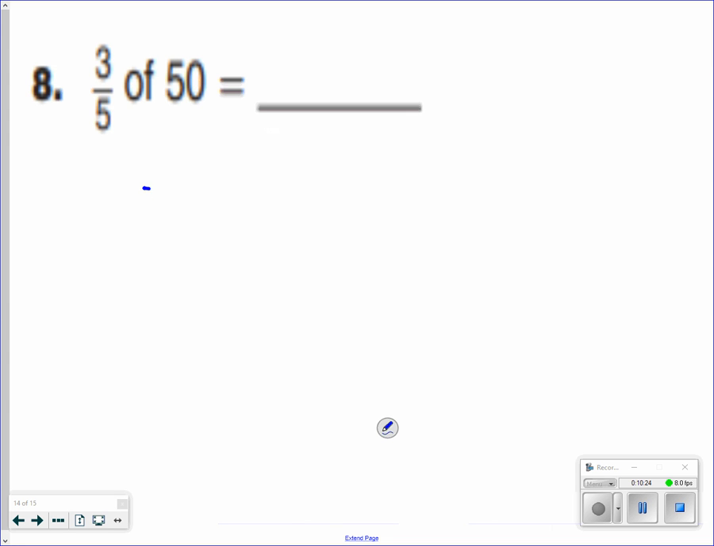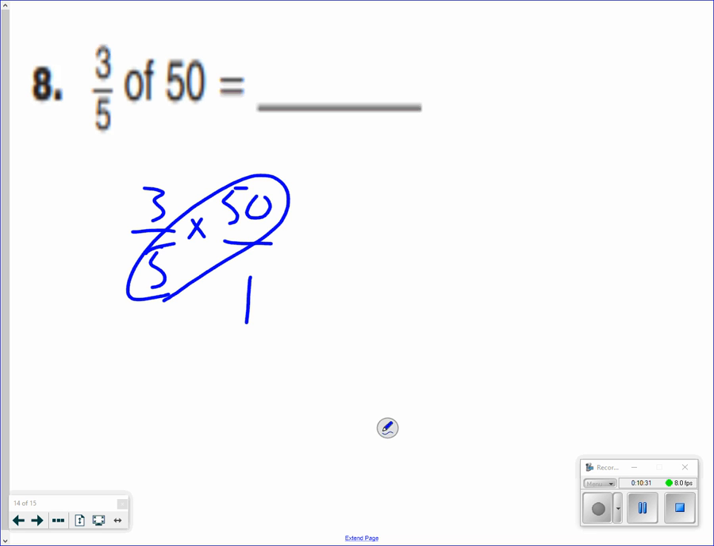We've got 3/5 of 50. Let's cross reduce. 5 divided by 5 is 1. 50 divided by 5 is 10. 3 times 10 is 30. 1 times 1 is 1. My answer is 30.